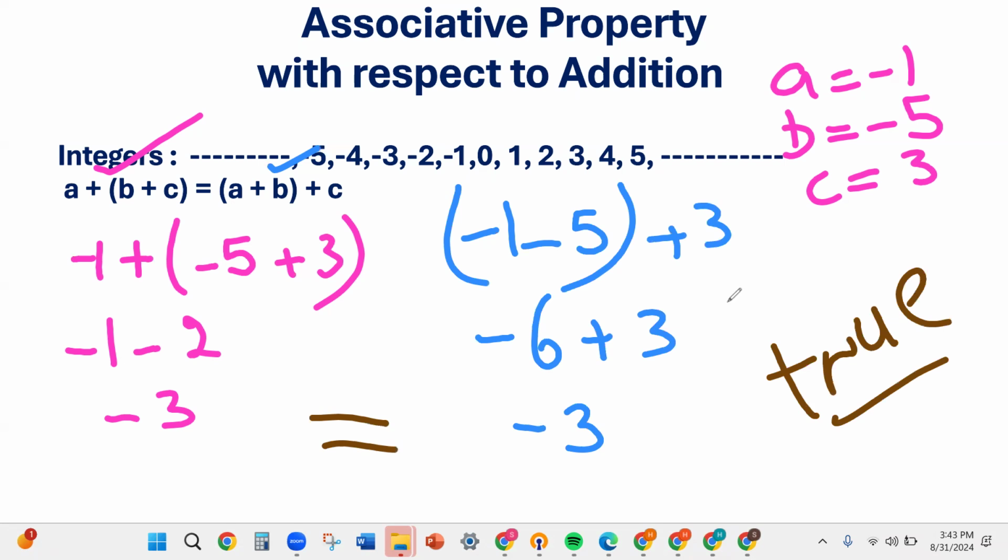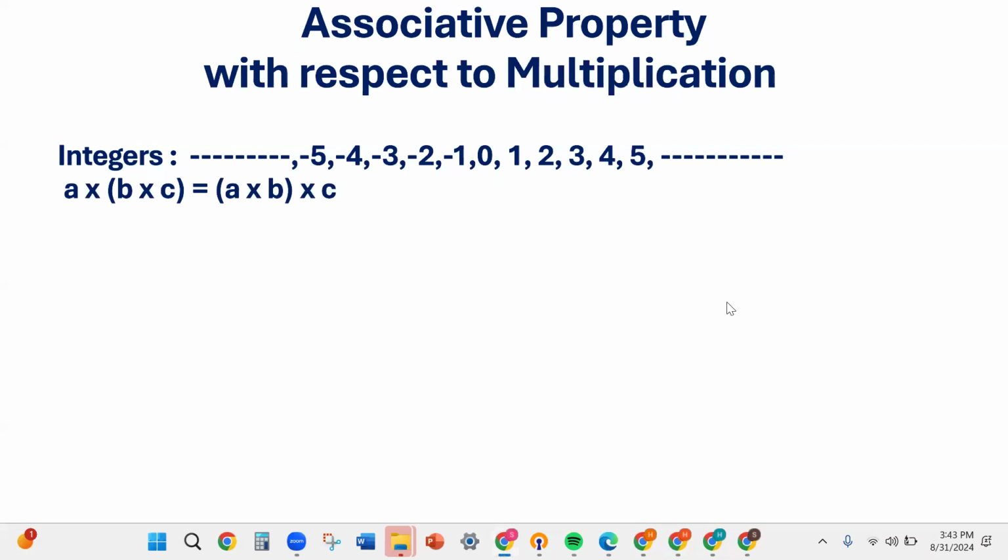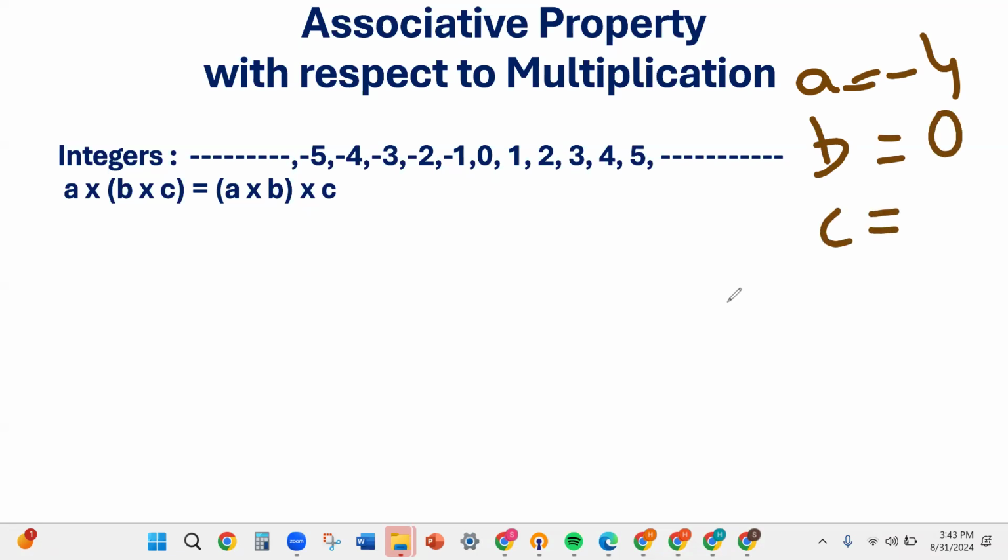Next property is associative property with respect to multiplication in the set of integers. So you can check this. A is equal to -4, B is equal to 0, and C is equal to +4. And this is the property. A multiplied by B multiplied by C is equal to A multiplied by B multiplied by C.